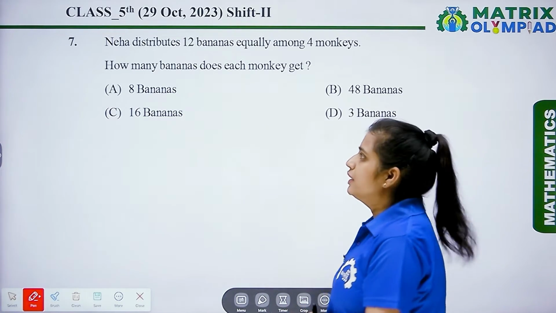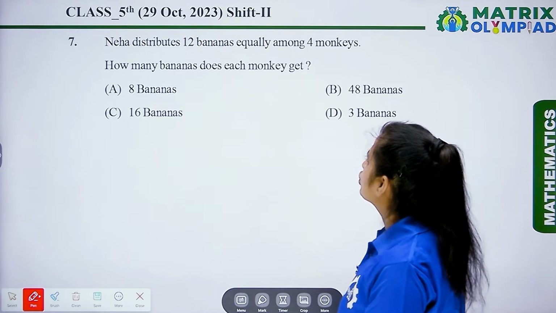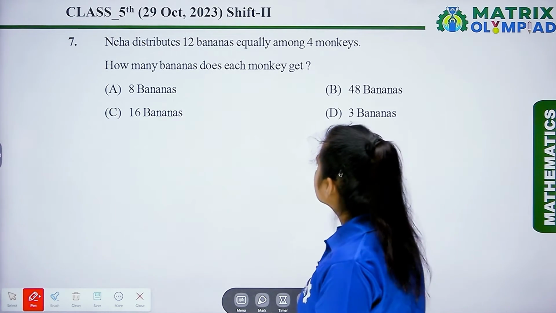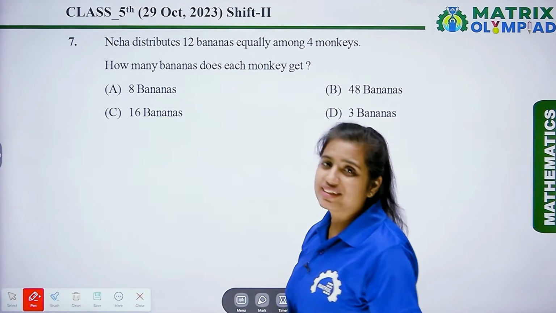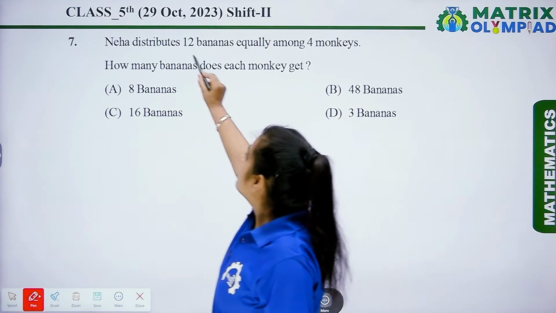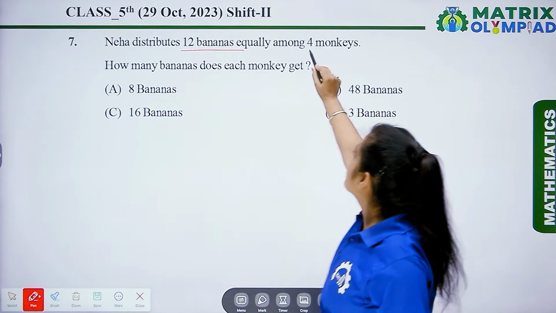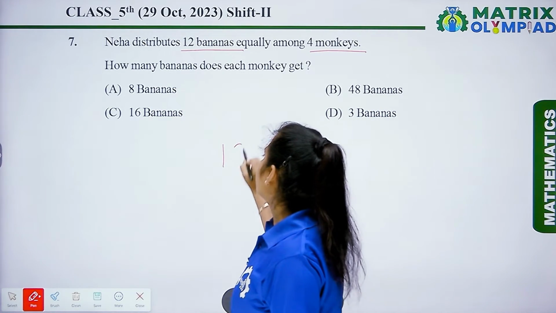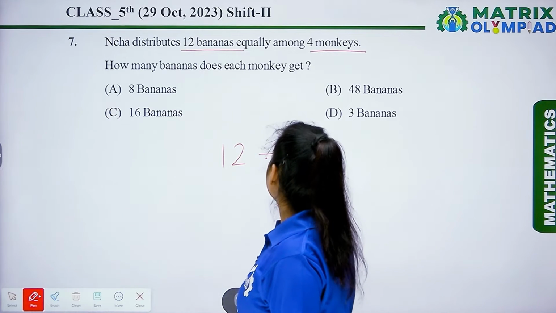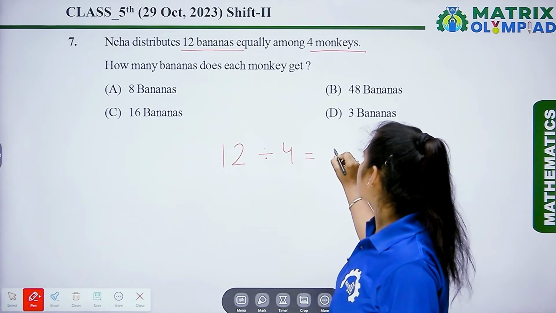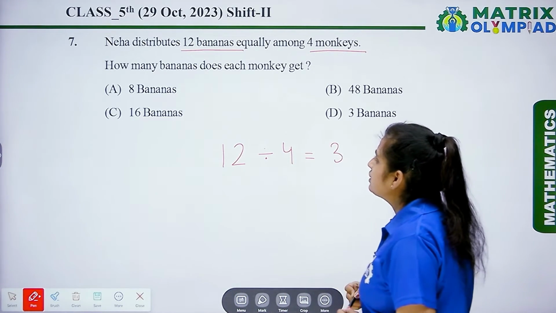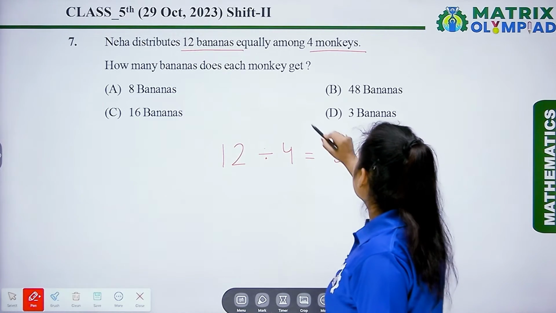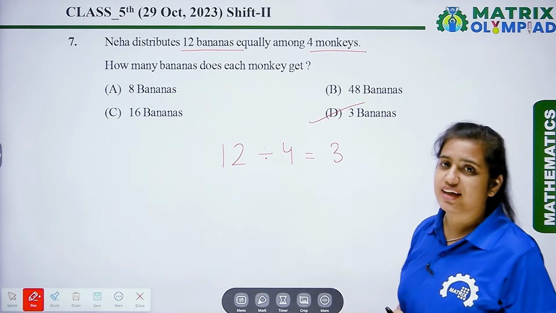Now the next question is question number 7. Neha distributes 12 bananas equally among 4 monkeys. How many bananas does each monkey get? So this is a very simple question. So here Neha is distributing 12 bananas equally among 4 monkeys. So what we are going to do? We have to simply divide 12 by 4. After division we get 3. It means that every monkey will get 3 bananas. So here option D is the correct answer.